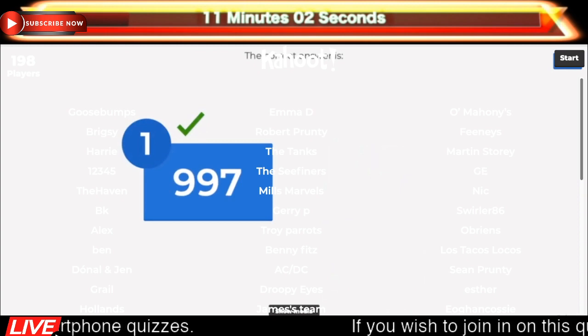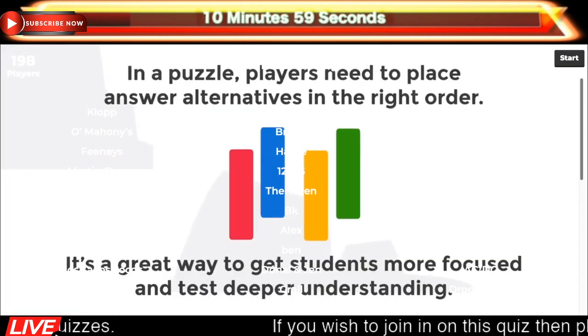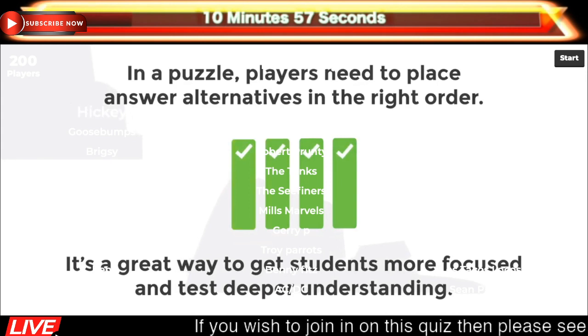And for now, finally, we have sequence puzzles. Players just need to place the answers in the correct order, from left to right.